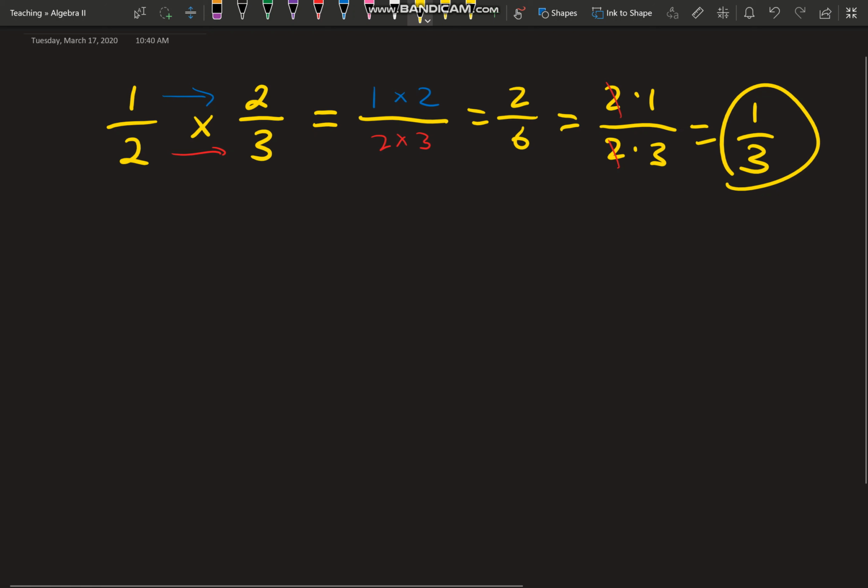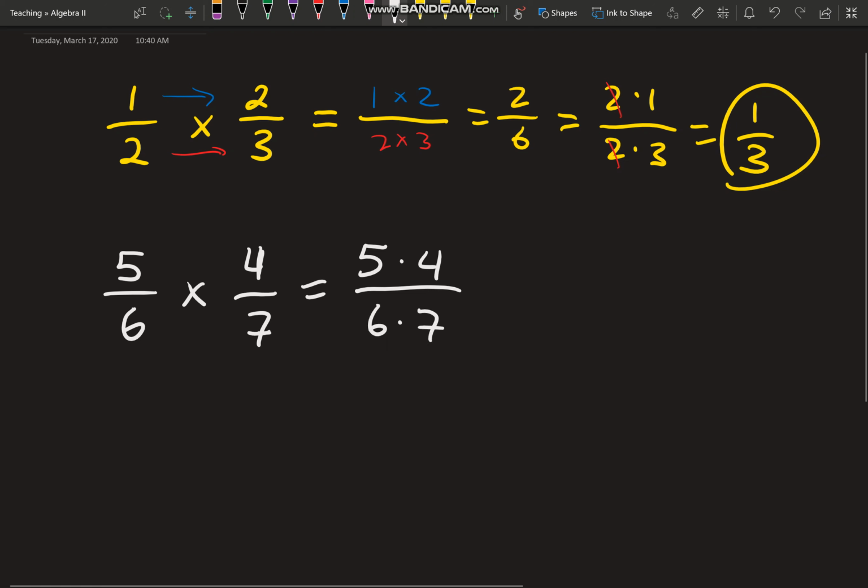So that's just a quick review on how to multiply fractions. Let's do one more, just in case. Let's do, sorry, I'm making these up off the top of my head. Let's go with 5/6 times, I don't know, 4/7. Okay. So remember, we multiply across the top. So we'll have 5 times 4 over 6 times 7. 5 times 4 is 20. 6 times 7 is 42.